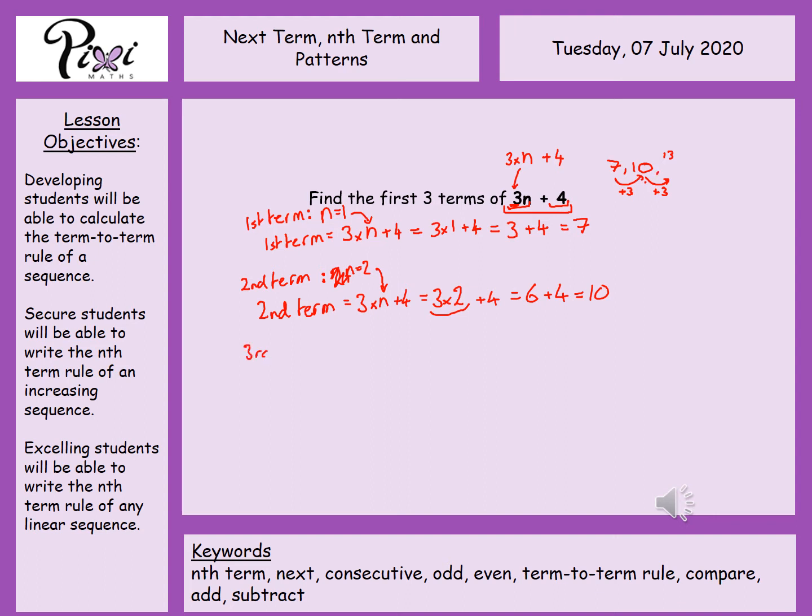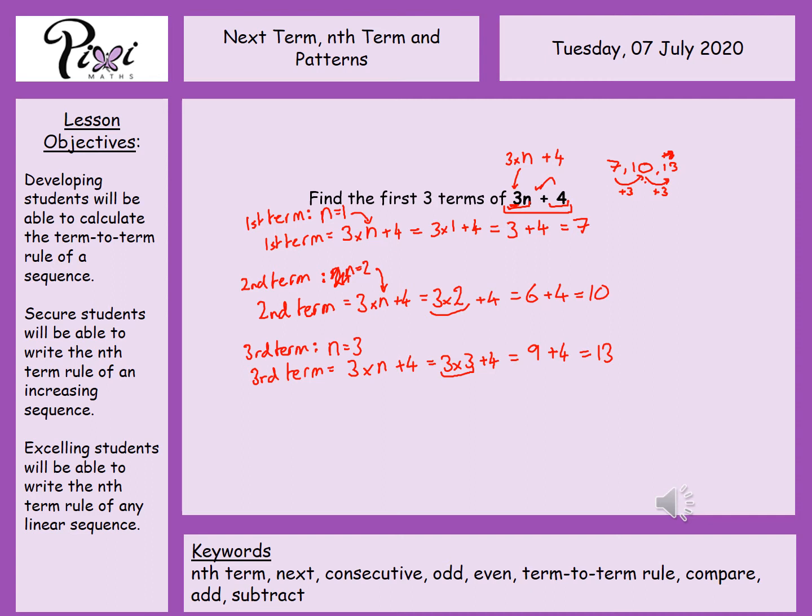So third term. For the third term, that will be n equals 3, because we're at position 3. So for the third term, we do 3 times n plus 4, because that's our formula from up here. So that's going to be 3 times 3 plus 4. And then remember, whenever we have a multiplication and addition, we do the multiplication first because of BIDMAS, so that is 9 plus 4, so that is 13. So we can see that our prediction was correct.